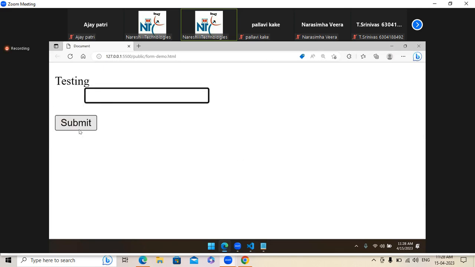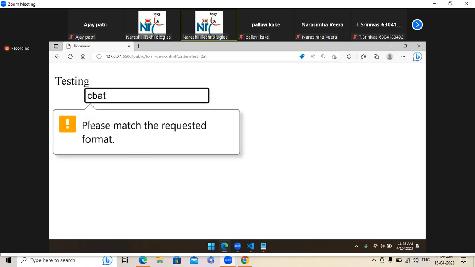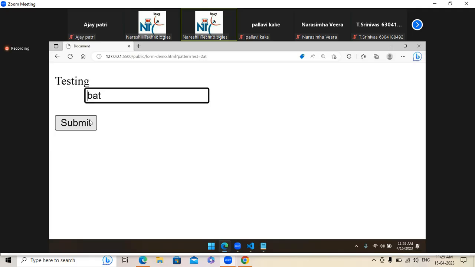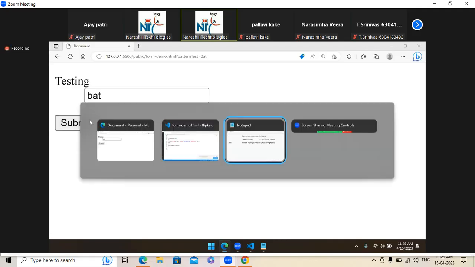So only the first character can be anything, and the last two must be 80. Only this is allowed. The first character can be anything, 280, that is allowed. But suppose there is one more character, it will not allow. Before 80, how many characters can there be? Only one. Anything else is not allowed. That is defined by using dot.